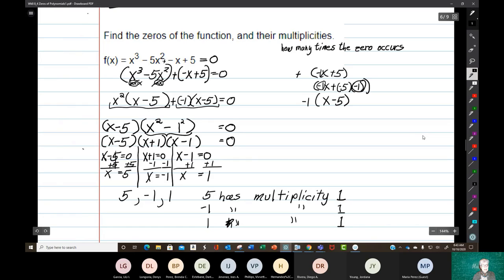Discussion about this. See, multiplicity looks like a scary word. And it is a scary word, I guess, but it has a simple meaning. It would be almost as easy to say and list how many times it occurs.